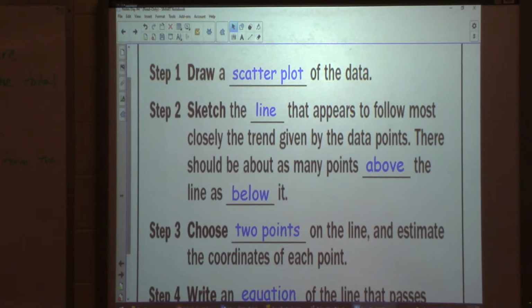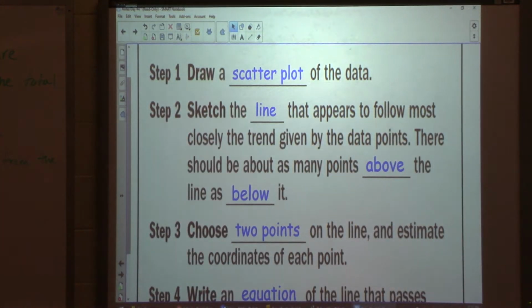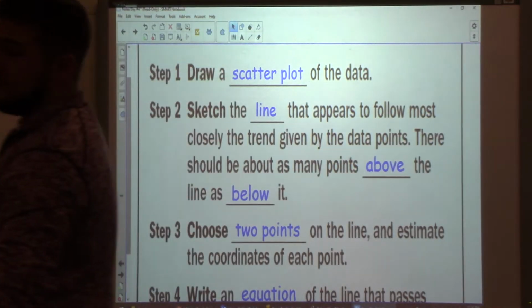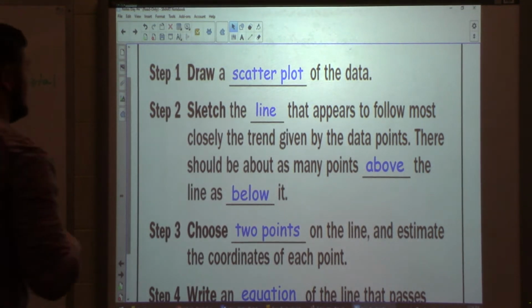There should be about as many points above the line as below it. So when we draw it in, we're going to try and get it as close to the middle as we can. Now, is that going to be a perfect science? No. And actually, if you do a problem like this on the test, who knows if there will be or not, your answer may be different than the answer on my answer key. That's perfectly fine. Because you may pick different points than me to use. You may have just a slightly different line of best fit than me. That's perfectly fine. Right? So it's an approximation at best.